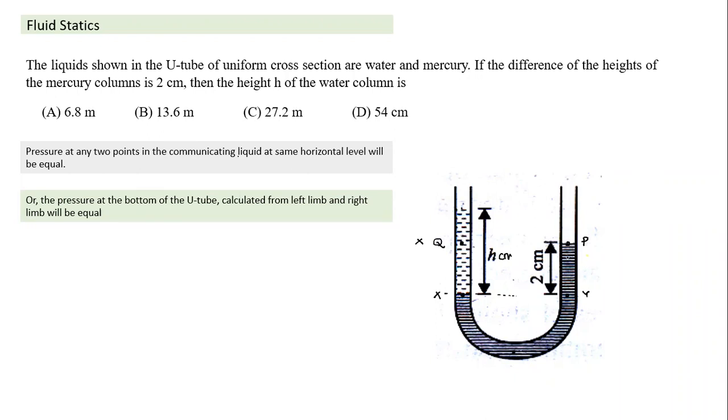I can also calculate pressure from the right hand side. And since it is the same point, you can equate the pressure calculated from the left limb and the right limb. In this case, I will equate pressure here only at this level. If you equate pressure here, that will add gauge pressure.